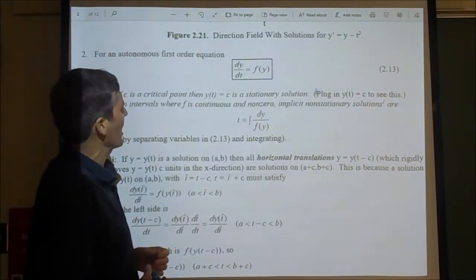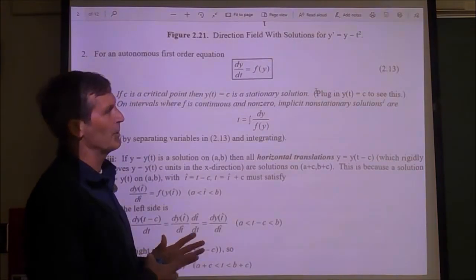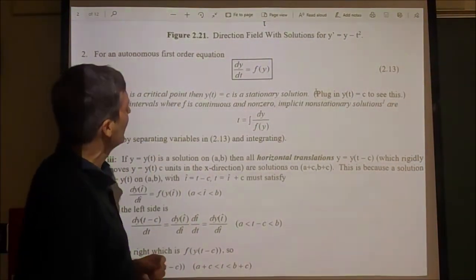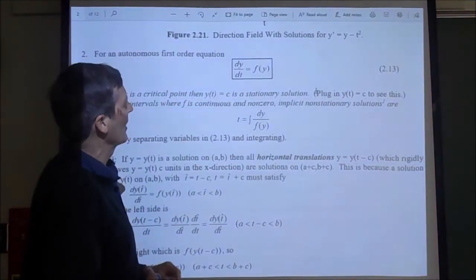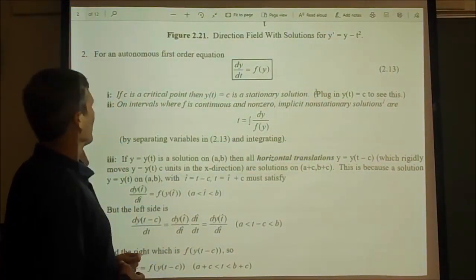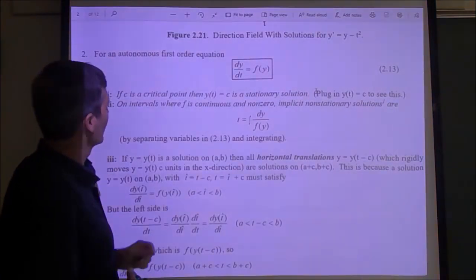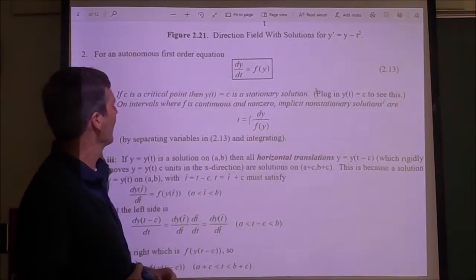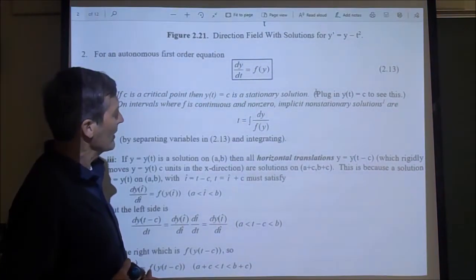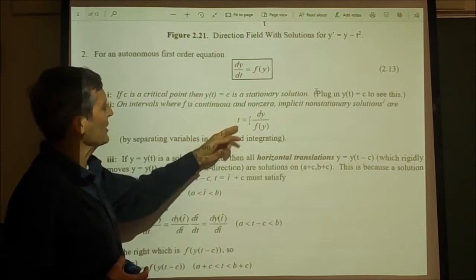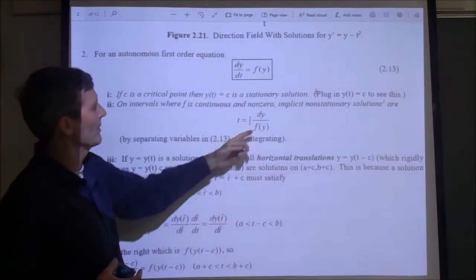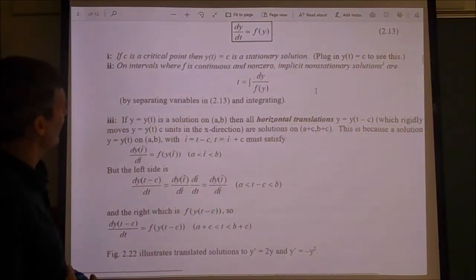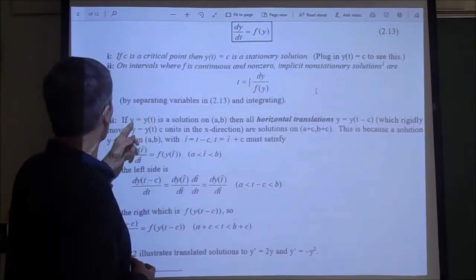And what we're going to do is plot them on the y number line. We're not going to plot the plane yet. The phase line is actually the y line, the dependent variable line. And so we'll plot a point c on the line where there's a stationary solution. Then, on intervals where f is continuous and not 0, otherwise you have a stationary point, you can get implicit solutions, like I said, by writing t equals the integral dy over f of y, by separating variables and integrating. That might give you a few ideas how to plot some trajectories in there.